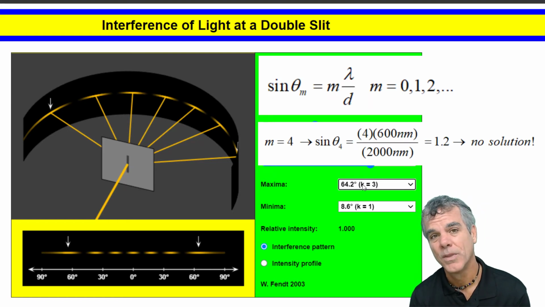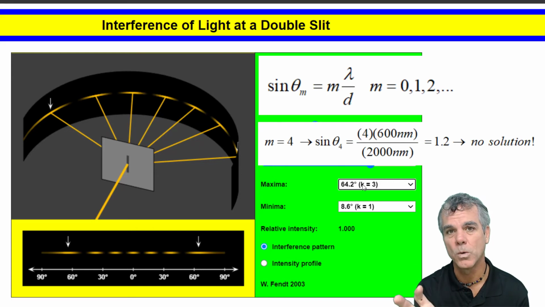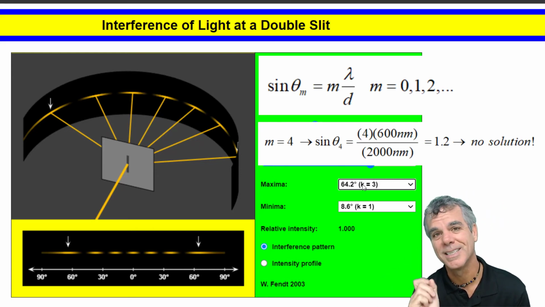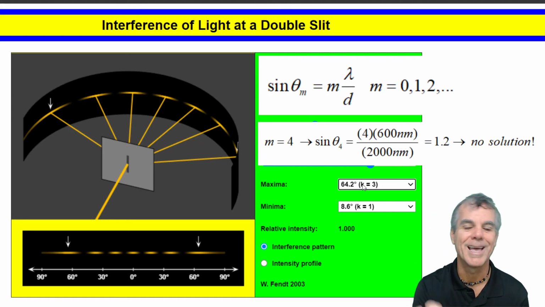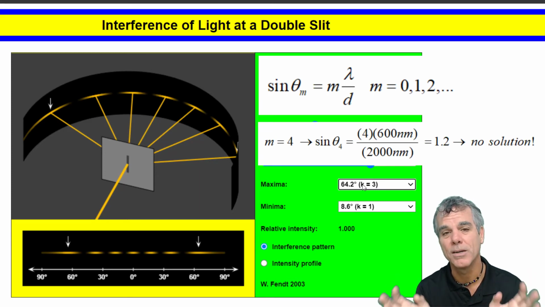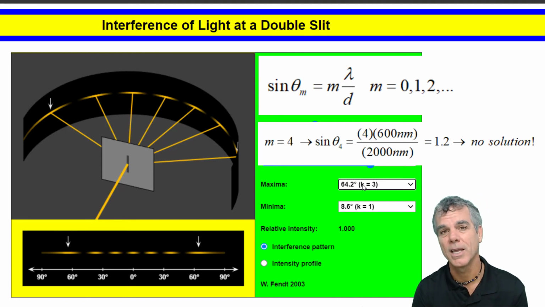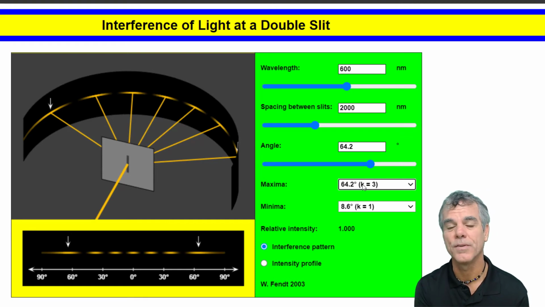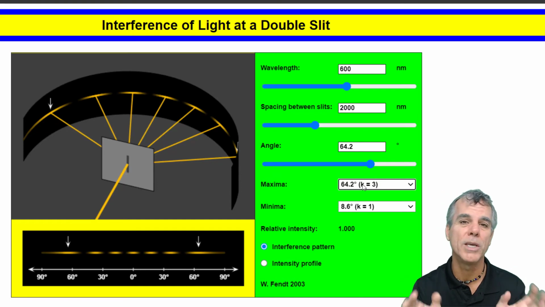Notice there is no m equals 4 bright fringe. Why is that? Well, if you tried to solve sine theta 4 equals 4 times the wavelength divided by d, what I get is sine theta 4 equals 1.2. That has no solution. So we can only have bright fringes or dark fringes that give us the sine of an angle which is less than 1.